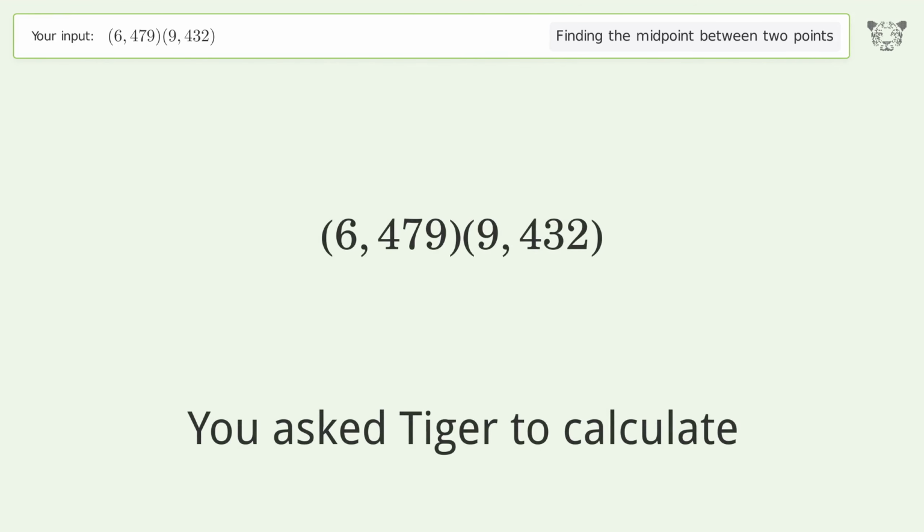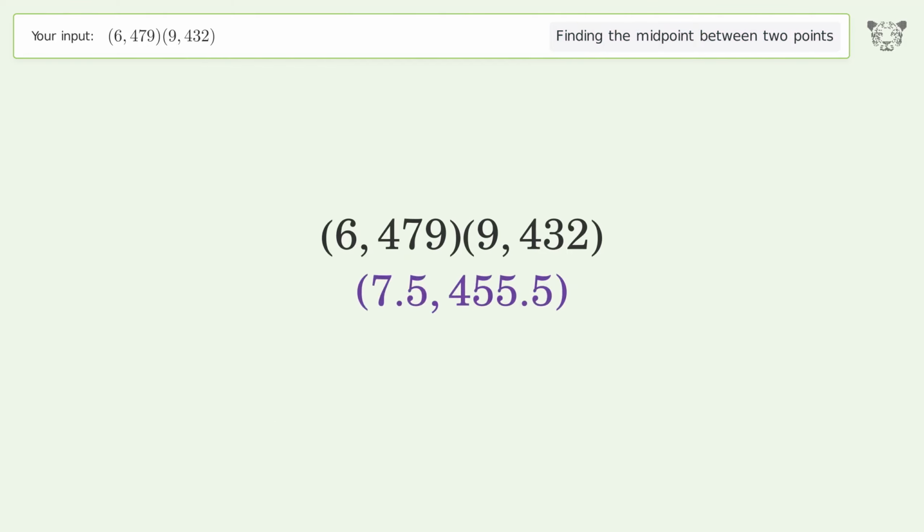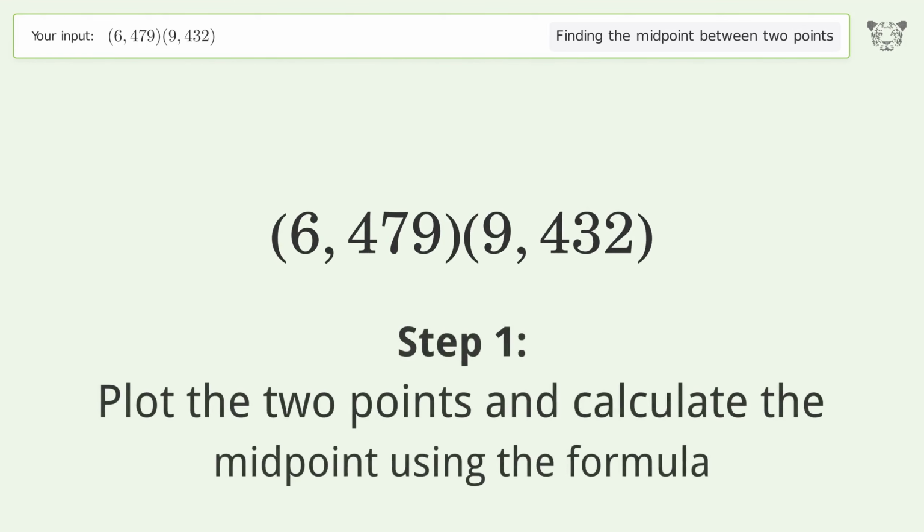You ask Tiger to calculate. This deals with finding the midpoint between 2 points. The midpoint between the 2 points is 7.5, 455.5. Let's solve it step by step. Plot the 2 points and calculate the midpoint using the formula.